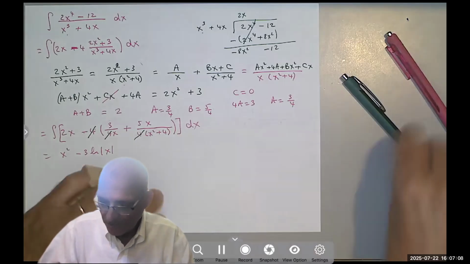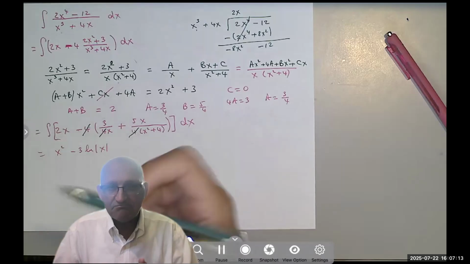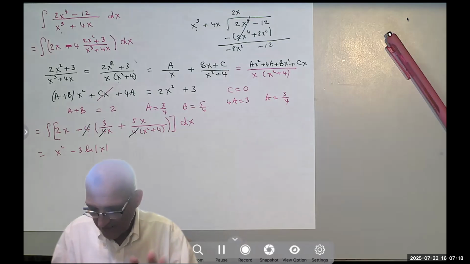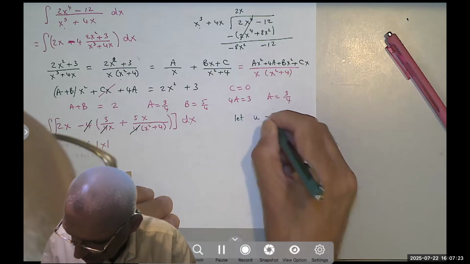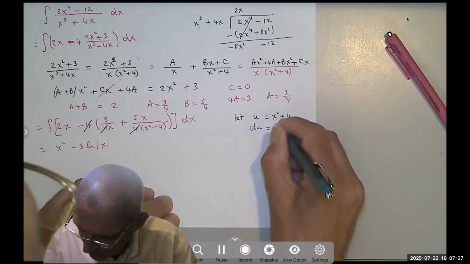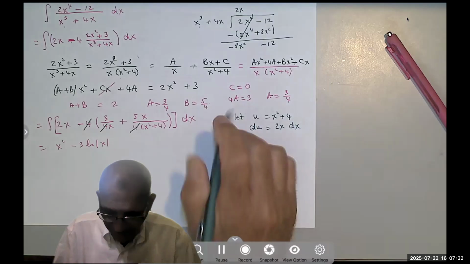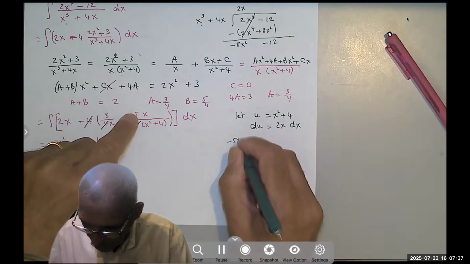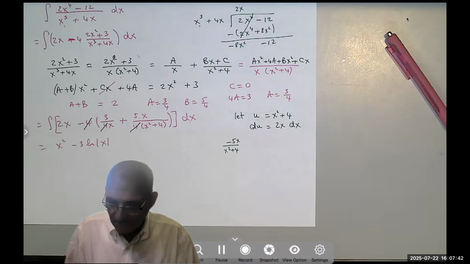What do we usually do? We can use substitution. And then later, maybe in advanced integrals, you don't need substitution. You can do it without it, as I will show you. So say let u equals x squared plus 4. Then du becomes 2x dx. Okay, this integral is negative 5x over (x squared plus 4) dx.